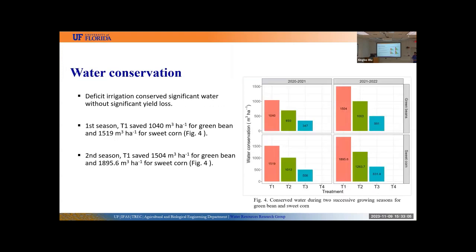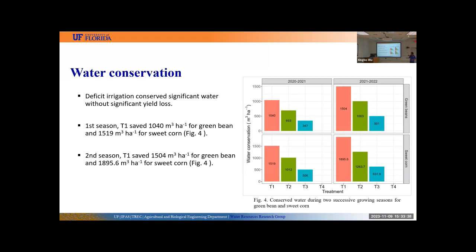So for the water conservation, we calculated the amount of water conserved by each irrigation treatment, and we observed that the deficit irrigation treatments had higher water conservation compared to the other irrigation treatments. For example, if you see the first season data, you can see that the 25% irrigation treatment saved around 1,000 cubic meters of water per hectare for green beans and around 1,500 cubic meters of water per hectare for sweet corn.